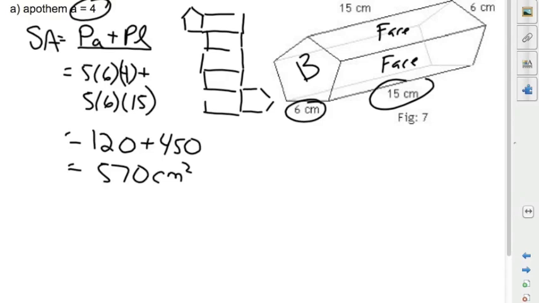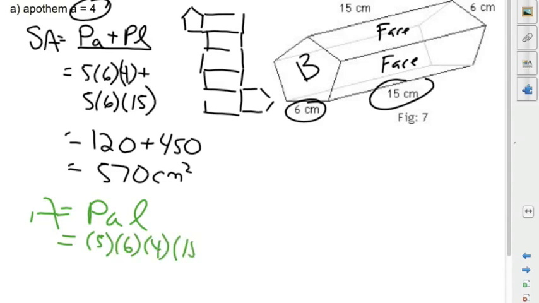So we got the area. Area is just the perimeter times the apothem. That's the length. So here the perimeter is 5 times 6 again, times 4 times 15. 1,800?